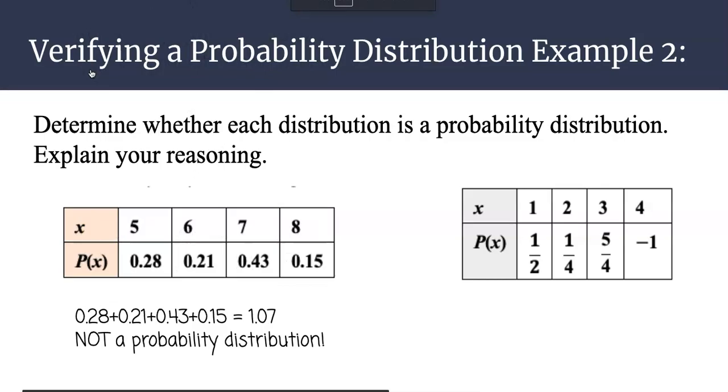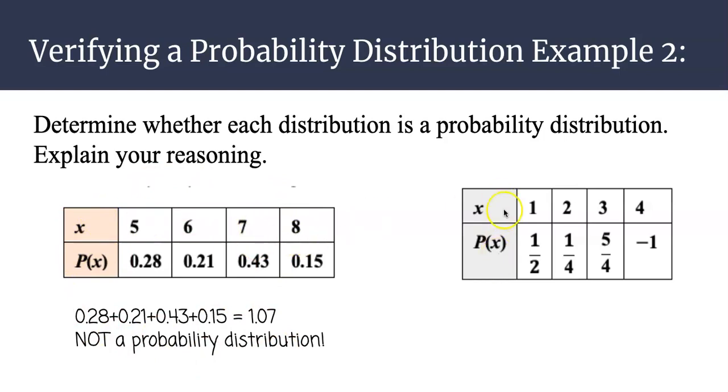Vera, double check for me. 0.28 plus 0.21 plus 0.43 plus 0.15. They add up to 1.07. So they need to add up to 1. And the fact it didn't add up to 1, well, we're looking at something that is not a probability distribution. So this orange one on the left side is not a probability distribution.